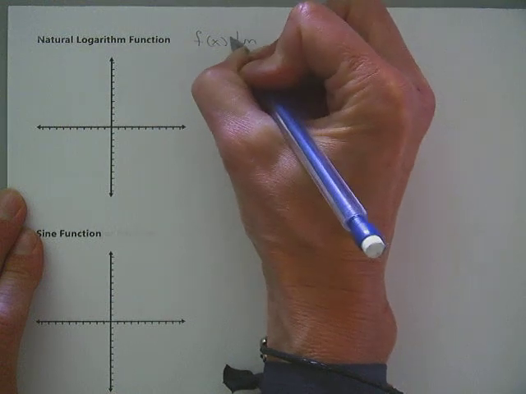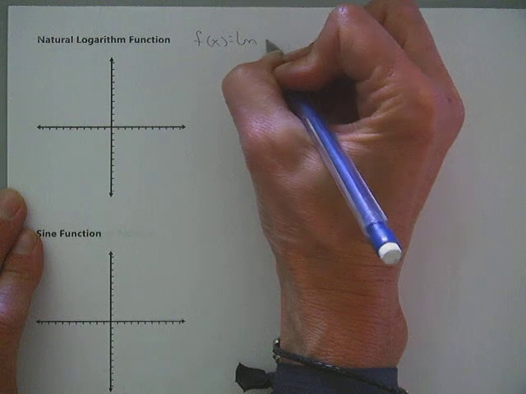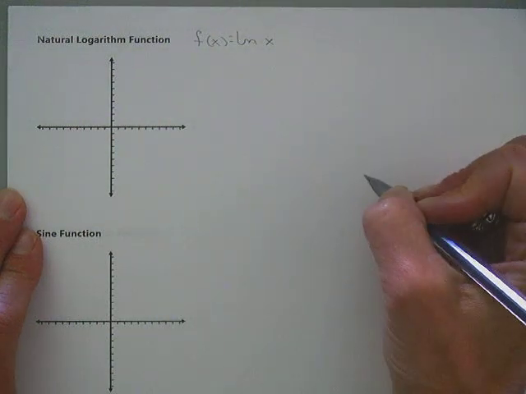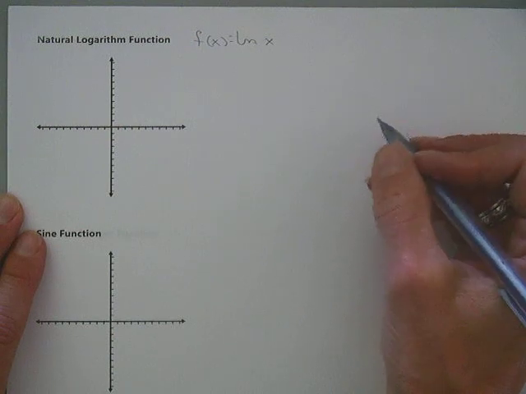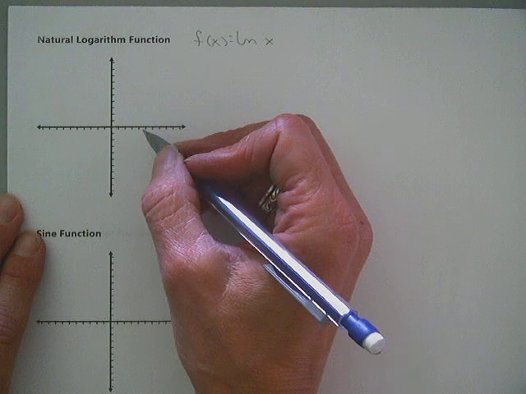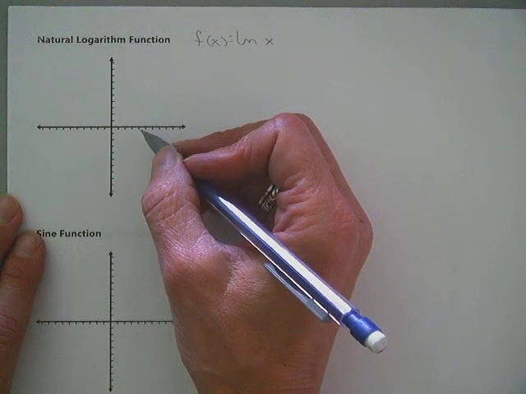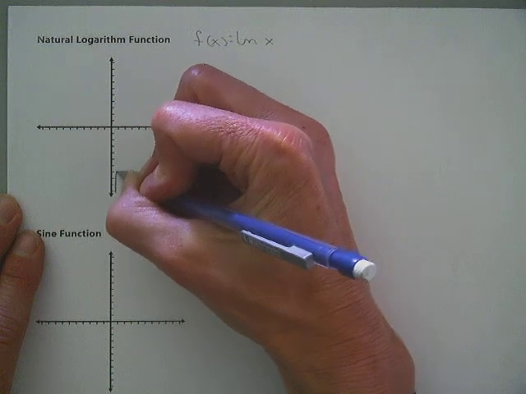All right, now what we have is the natural logarithm. There's common logs and natural logs. We'll go over the natural log one. That's an L and an N, small l, small n. And that's how it's written. It's written just like that.